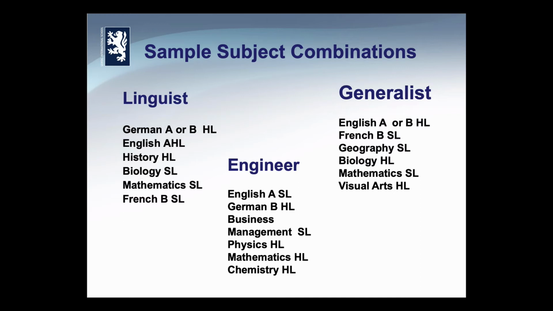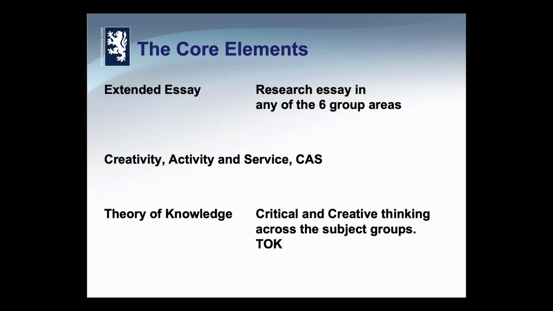So I'd like to talk a little bit more about the core elements of the programme. The extended essay, which is a 4,000-word independent research project that students will undertake within the 2-year programme in one of the 6 group areas. So they may elect to do an essay in the visual arts or in biology or in a language, for example. They do this with the help of a supervisor who is there to guide them and also to mark their draft essays and to complete the reflection form with them throughout the process.